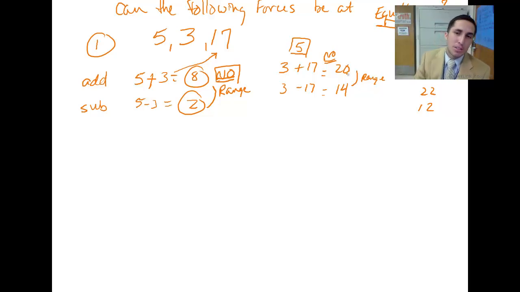So in future references, you don't have to really test all 3 scenarios. You just pick one, test it. If it works for that one, then it works for all of them. If it doesn't work for that one, then it will not work for all of them. Let's try this other scenario.